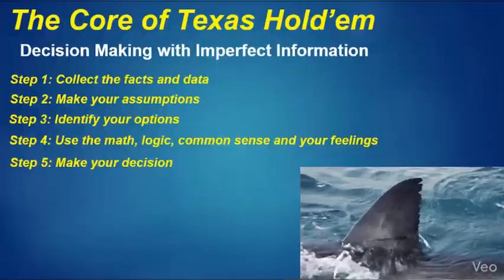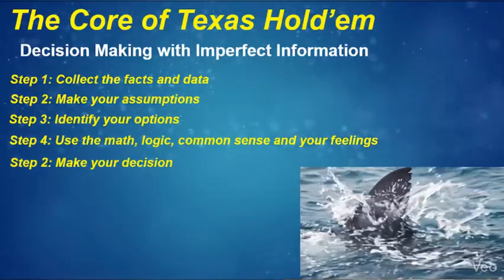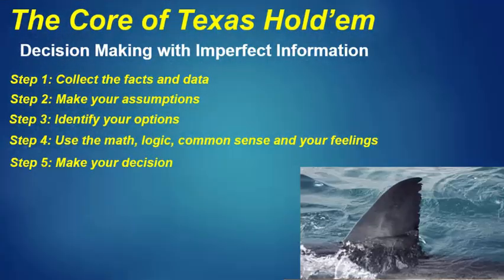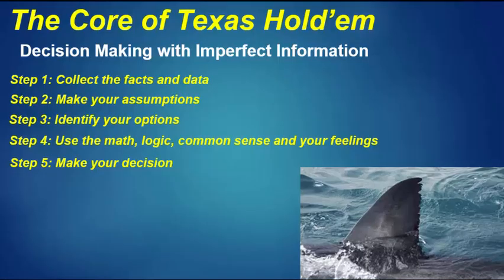I originally created these 5 steps for work I was doing on critical thinking and problem solving for business, engineering, personal decisions, and more. These steps are equally useful at the poker tables. They are: collect the facts and data, make your assumptions, identify your options, use the math, logic, common sense, and your feelings, and then make your decision. Let's go over each one of these separately.